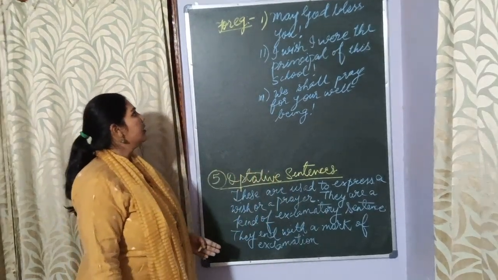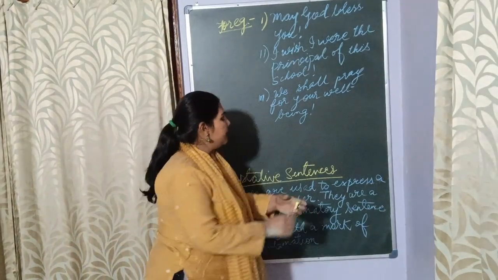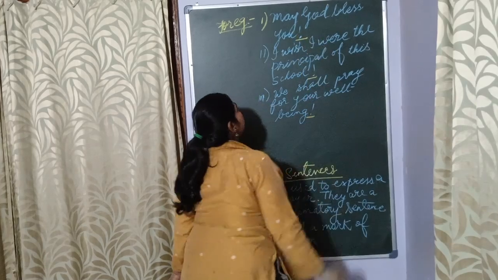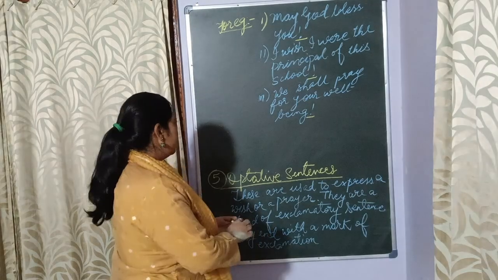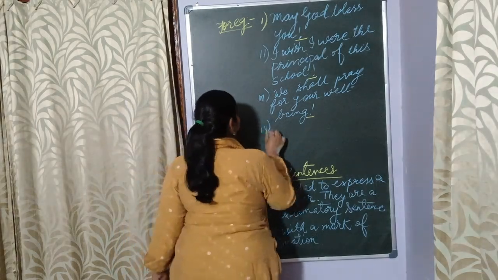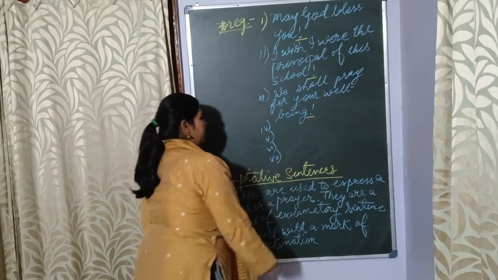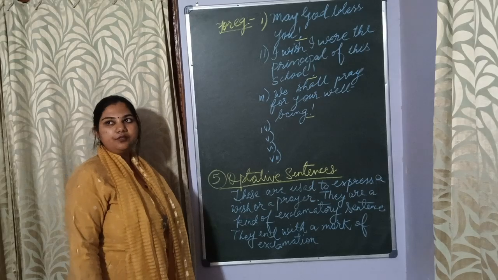Okay, yes. So these are your examples of optative sentences. You see, all of them end with the mark of exclamation. It always comes at the end. Here also I want you to frame 4 more sentences. Okay? Yes. So with this, we come to the end of the lecture.